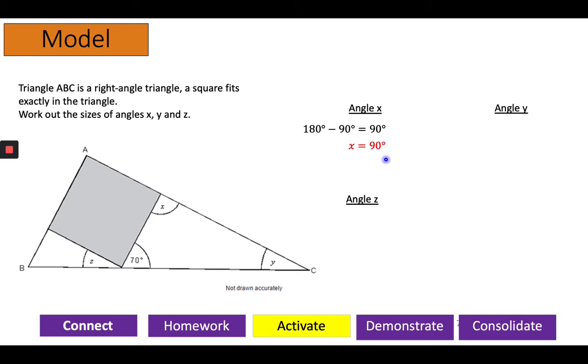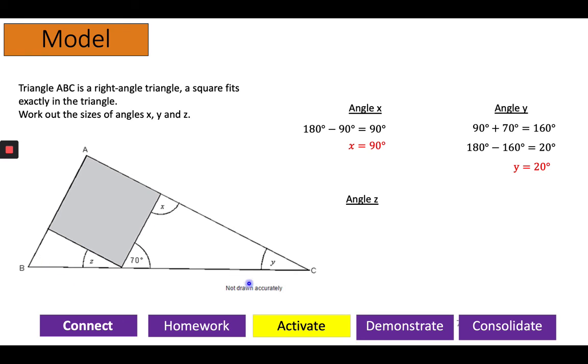Once we know angle X, angle Y is easy to find because we are in a triangle and we know all of our angles add up to 180. So we add our known angles, which is 70 degrees here, angle X, which we just found to be 90. So we get 160 degrees all together. We subtract that from 180, we get 20 degrees. So we know that angle Y equals 20 degrees.